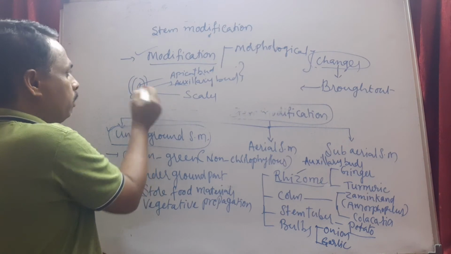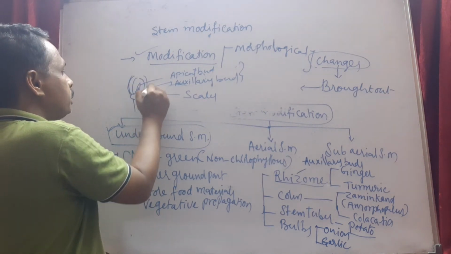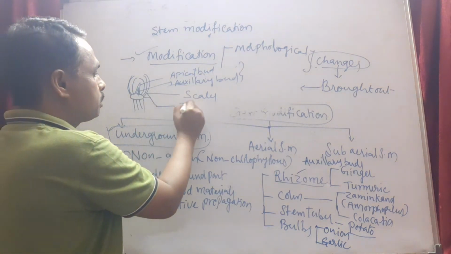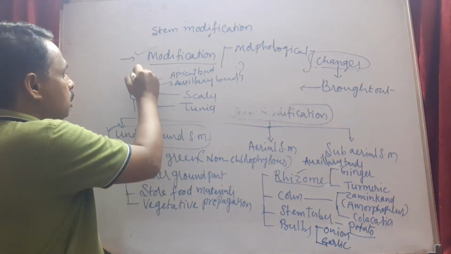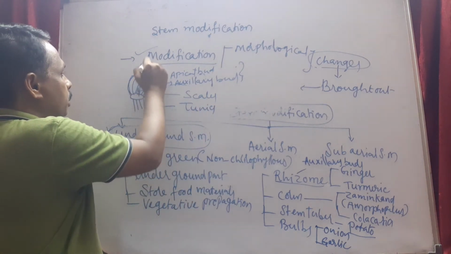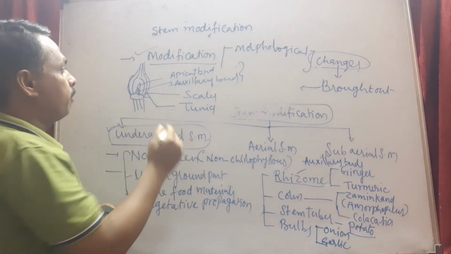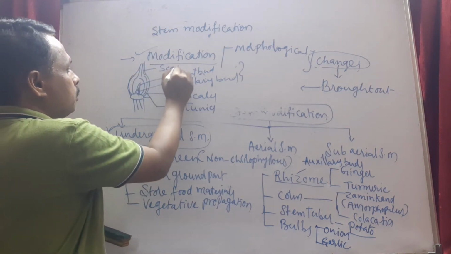And above this, there is a dry membranous structure which covers these scales. These will be called tunics. And on the top of this region, all these dry structures will be accumulated together and form a tail-like structure which is called a scape.